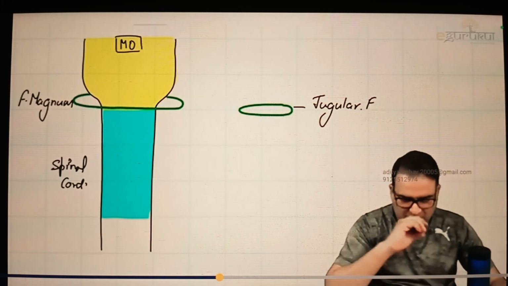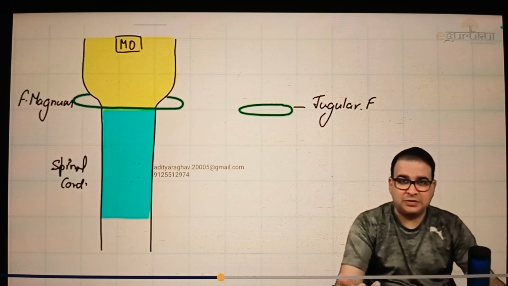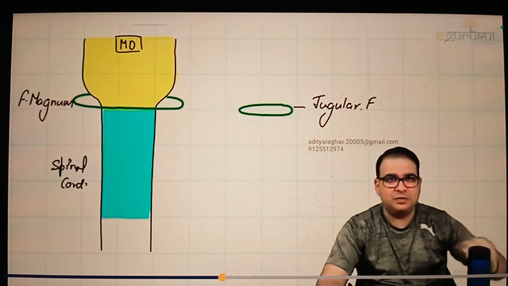Okay. Now, whatever function is done by the cranial accessory nerve, it is not done by the cranial accessory itself. It is done by the vagus nerve. Vagus nerve is coming out of the jugular foramen, and cranial accessory will join it, and then it will use the vagus nerve to reach its destination.